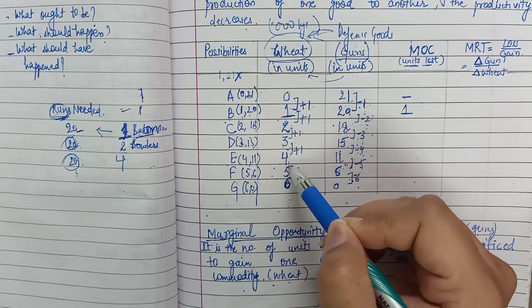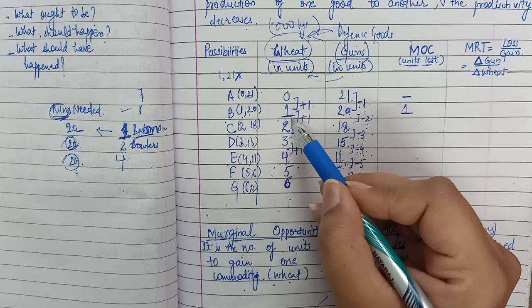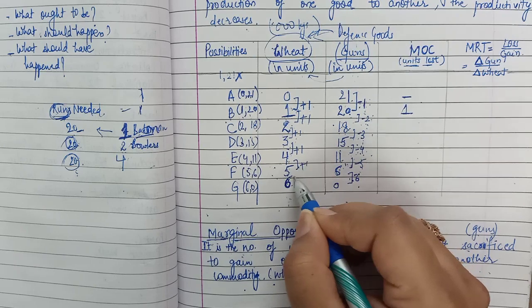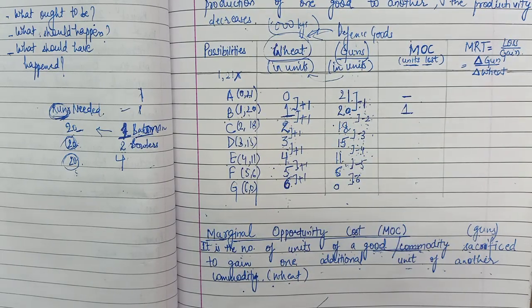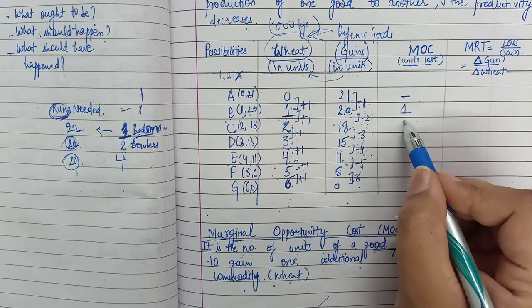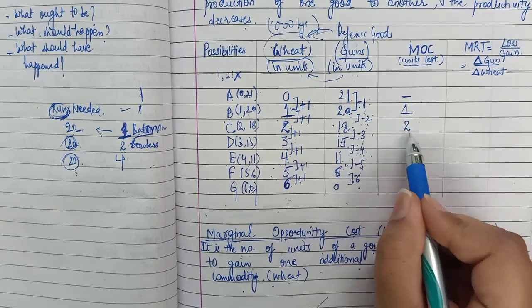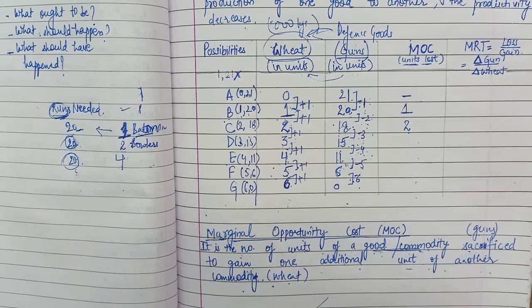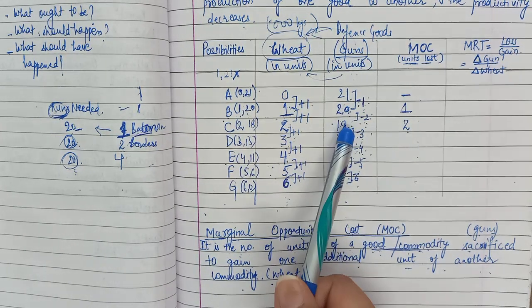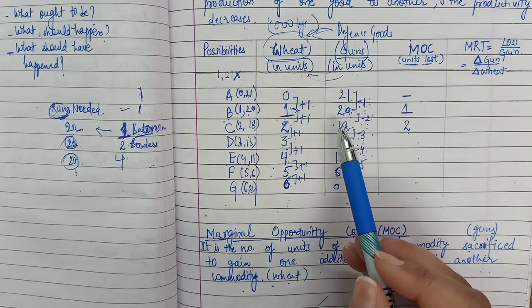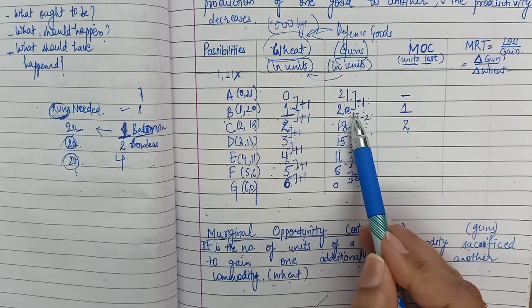Every time we have kept the gain of 1 unit only: 0 to 1, 1 to 2, 2 to 3, 3 to 4, 4 to 5, and 5 to 6. So the gain is every time 1 unit. Okay, now we need to see the loss. Going from 20 to 18, we have a loss of 2 units. MOC will not be 18. This is one common mistake students make. They write MOC as 18. MOC is not the number of units you are getting. MOC is the number of units you have lost. So while coming from 20 to 18, we have lost 2 units of guns.